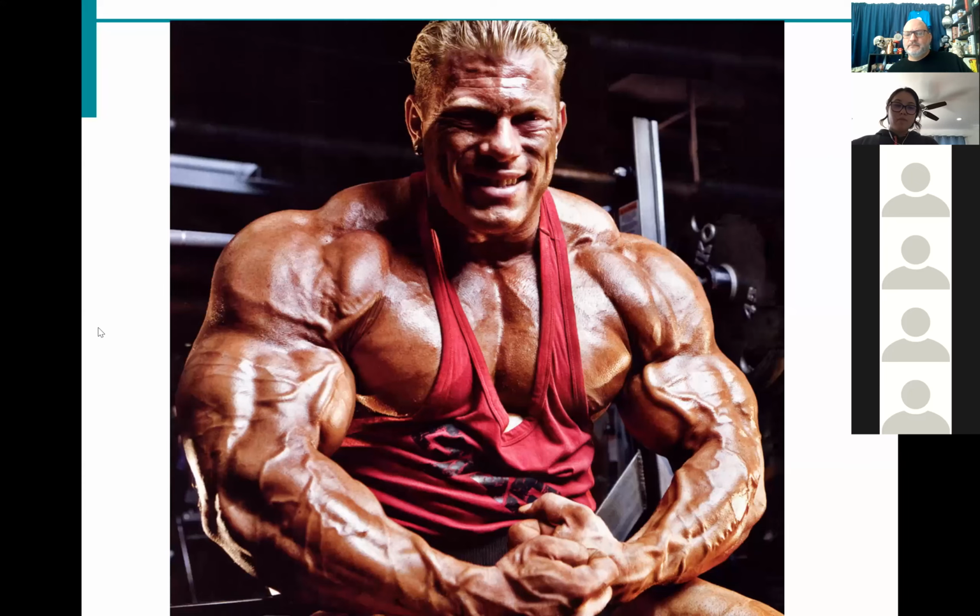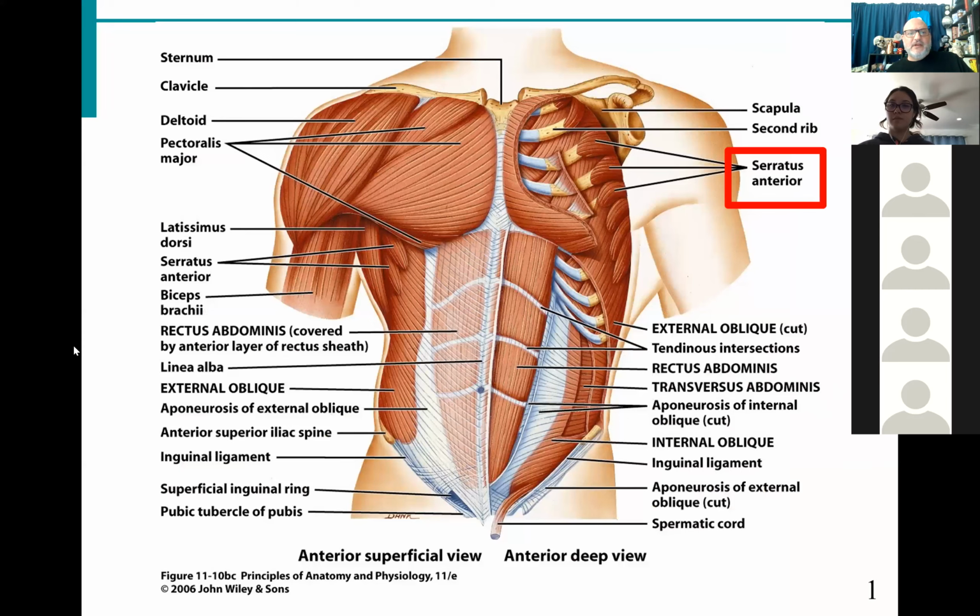So there you go. Origin, insertion, action of the trapezius. Questions on that? All right, excellent.